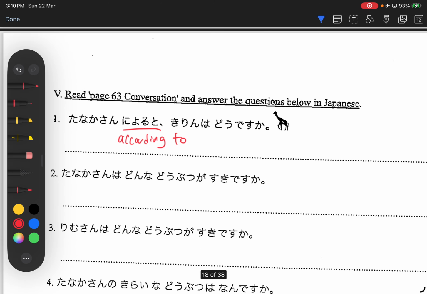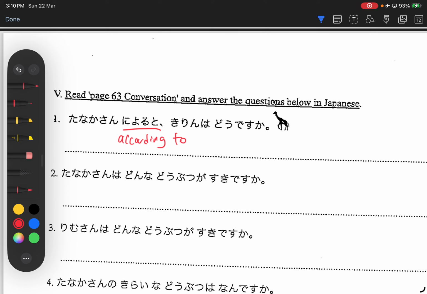Okay, then we have the zoo conversation. Alright, first question. 田中さんによると、キリンはどうですか？キリンの首は長いです。Good. キリンの首は長いです。or キリンは首が長いです。So you choose which one you prefer. Both are okay. So we're going to translate that in English.